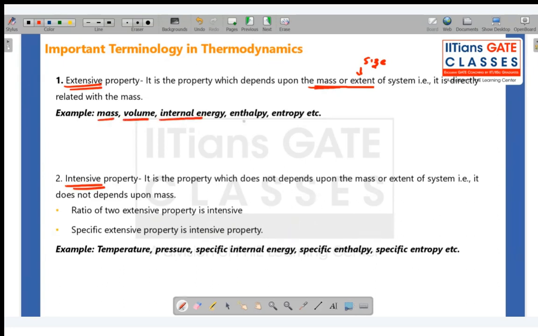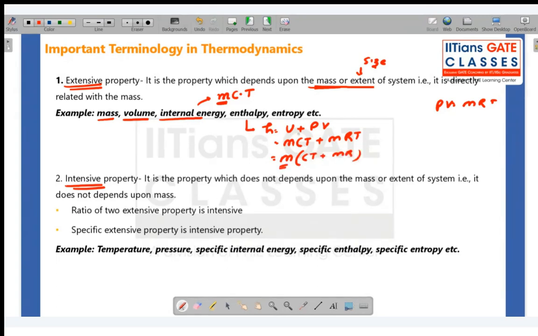For example, mass, volume, internal energy. How do you define internal energy? mCT. So it is dependent on mass. How do you define enthalpy? Enthalpy is defined as U plus PV. What is U? mCT. What is PV? We will see the ideal gas equation, PV is equal to mRT. So it is mCT plus mR T, and it is also dependent on mass. Similarly, entropy is also dependent on mass. So these are all properties that are dependent on mass.